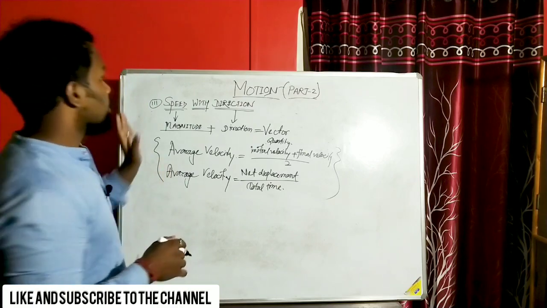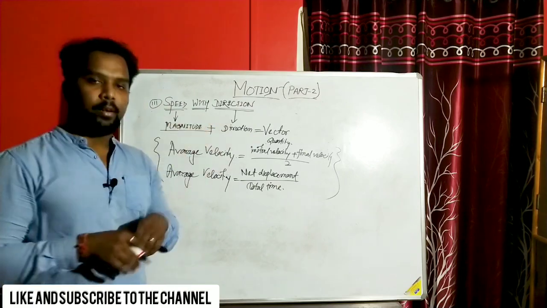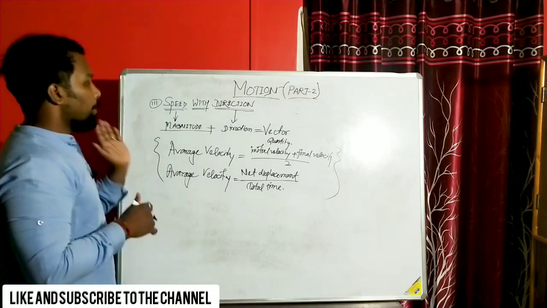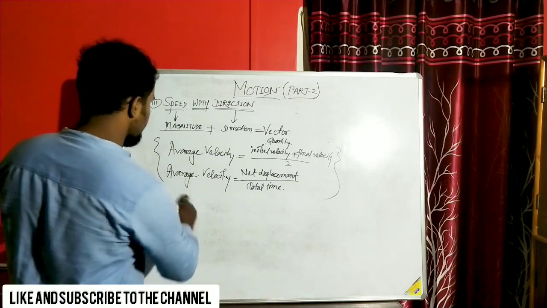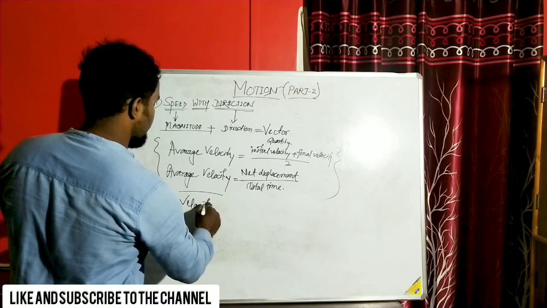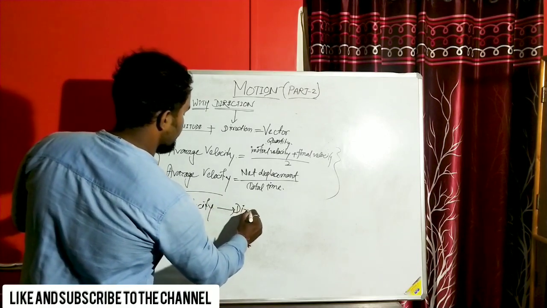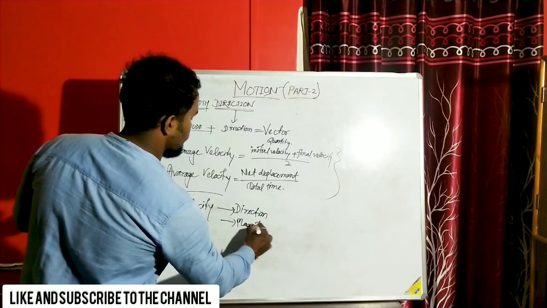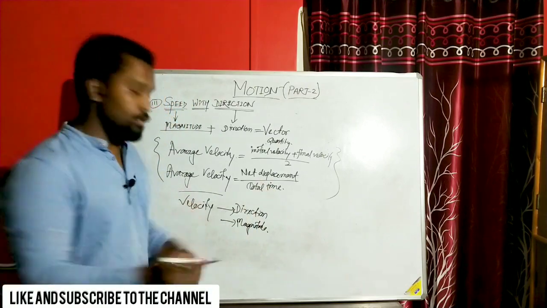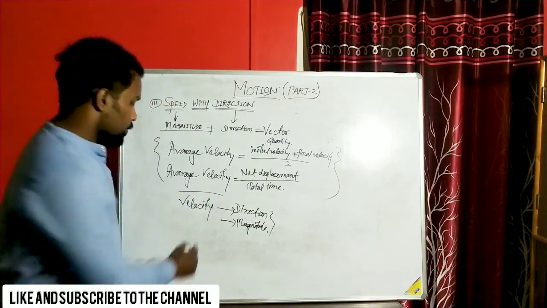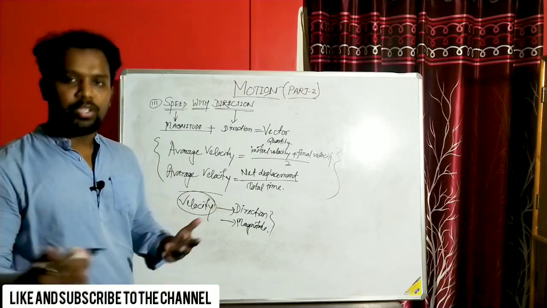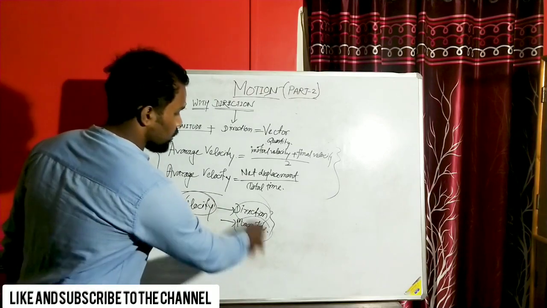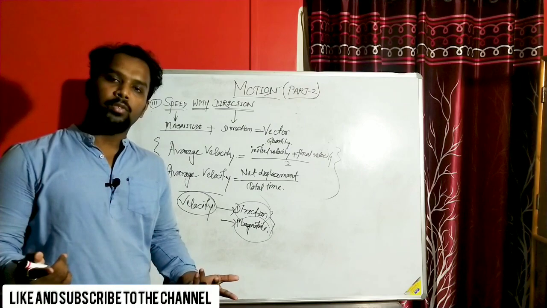Understood? Now, what have you understood from the velocity part? Velocity mainly deals with direction and magnitude. If I change one of the two quantities, the velocity is going to change. If you change the direction, velocity will also change. If you change the magnitude, velocity obviously changes, right?